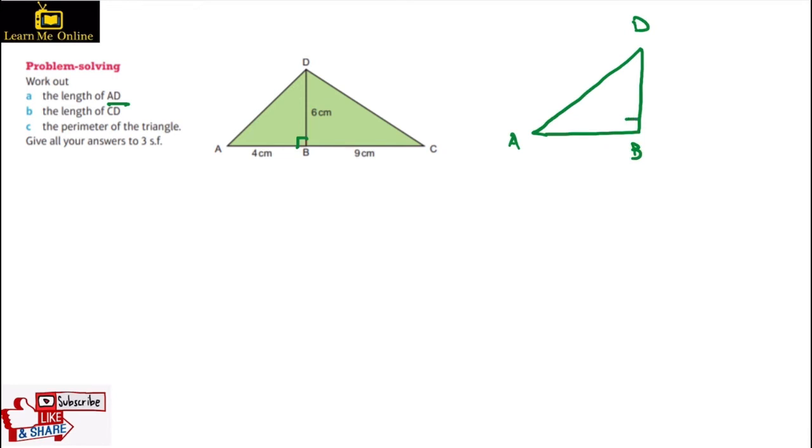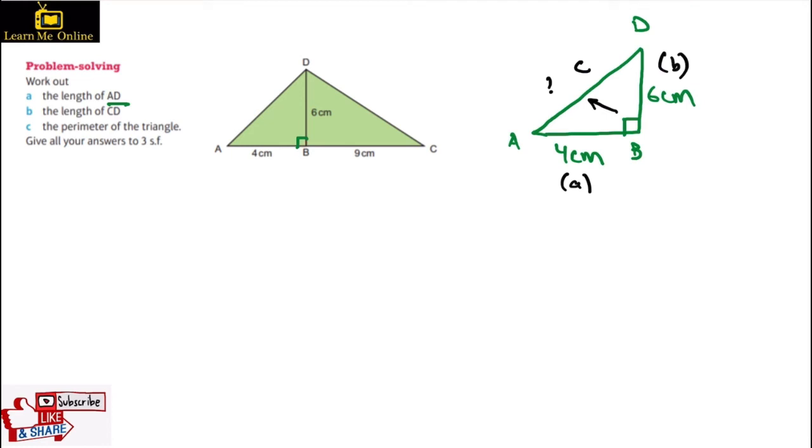Looking at this right angle triangle, what do we know? The length of AB is given to us, which is 4 centimeters. The length of BD is given, which is 6 centimeters. And we are finding out this length, which is AD. Because this is making a right angle triangle, first of all, I'm going to label the hypotenuse, which is c. The other two could be any of them a, any of them b.